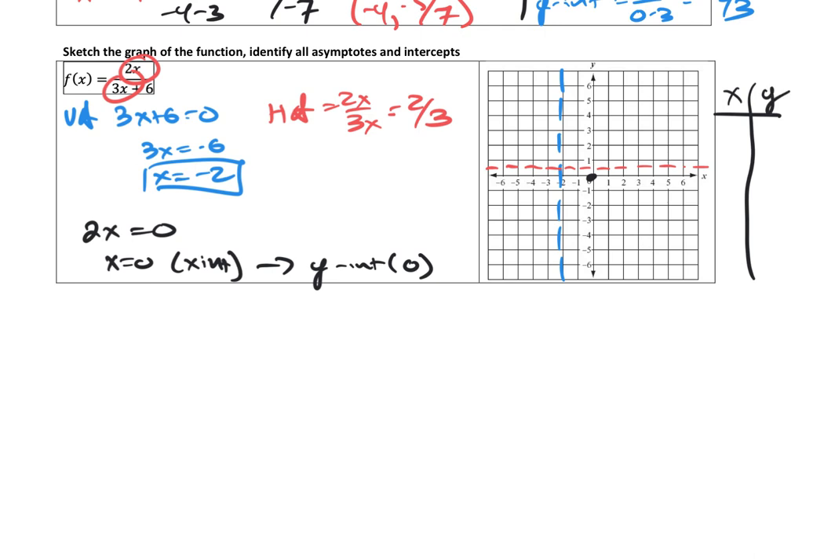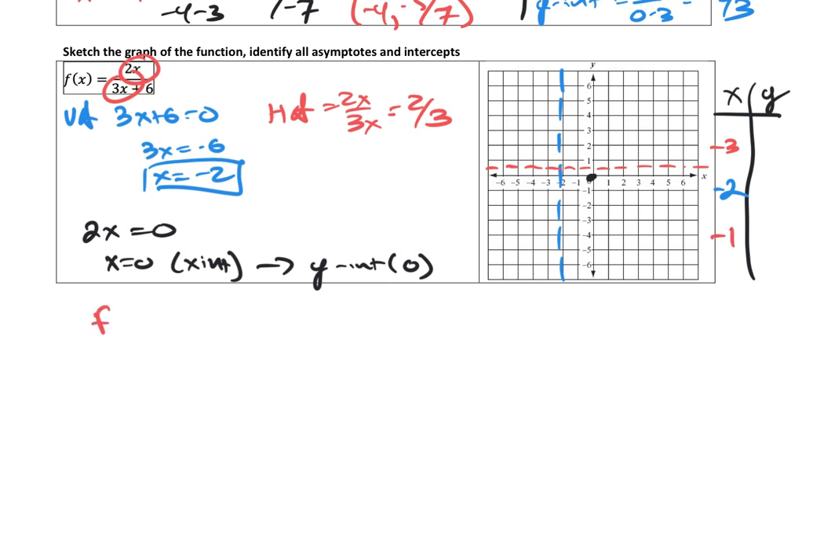All right, what we need to do now is figure out what our graph is doing on both sides of our vertical asymptote. So I'm just going to put a negative 2 here. And I need to pick some x values that are bigger than and less than negative 2. So I'm going to put in a negative 3 and a negative 1. And we need to identify the corresponding y values for those.